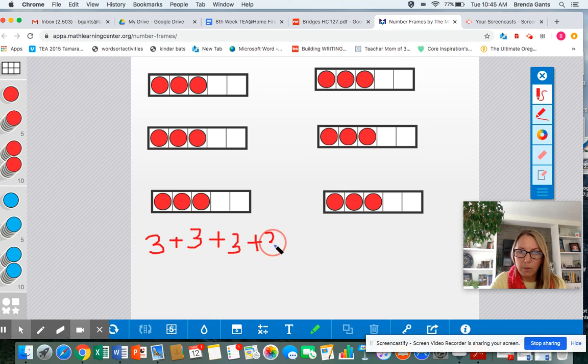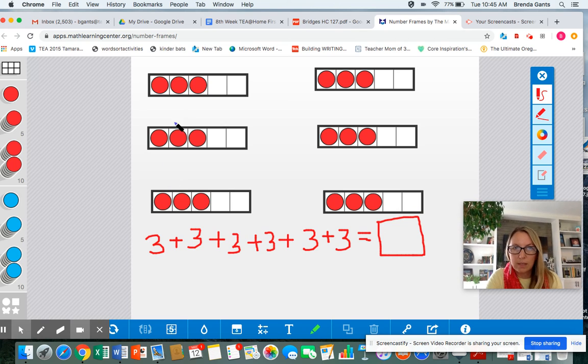Plus 3. How many 3s do I have? 1, 2, 3, 4. Plus 3. Plus 3. Let's see. 1, 2, 3, 4, 5, 6. Equals all the seeds together. Now we could skip count by threes. 3, 6, 9, 12, 15, 18. We also counted them by ones when I first did it.